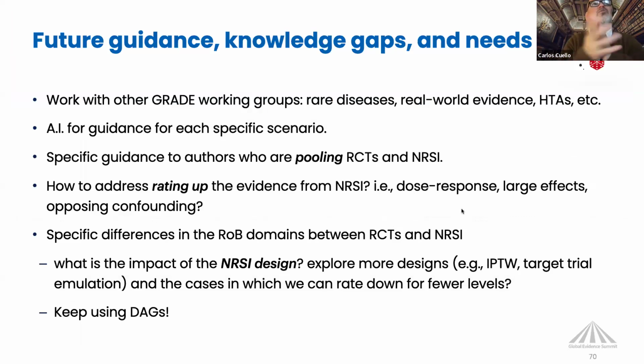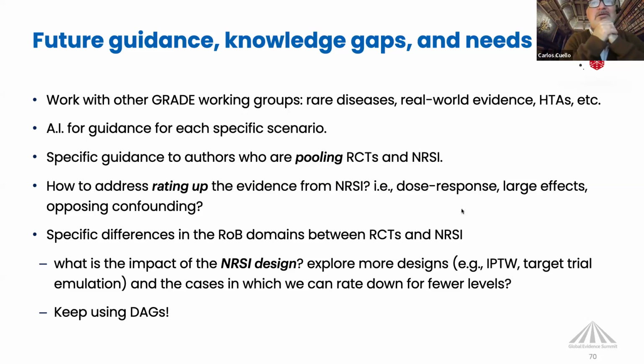And that's, yeah. So looking to the future, we look forward to working with rare diseases and real world evidence situations, that these are together, interconnected HTAs. Looking at artificial intelligence for our guidance will be very helpful. Remember the 19,000 scenarios that can be used with artificial intelligence. They can help us, and other situations like pooling RCTs and observational studies. What are the specific mathematics in terms of that? How to address rating up the evidence of the evidence.